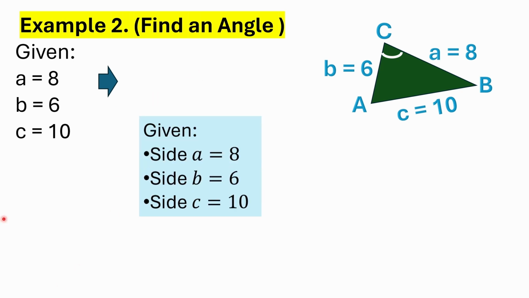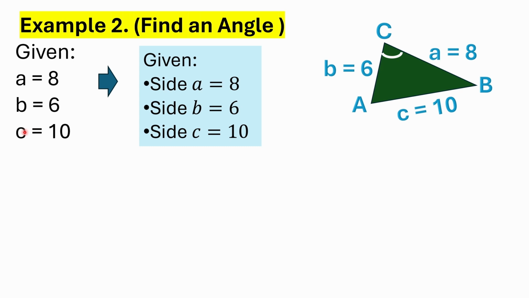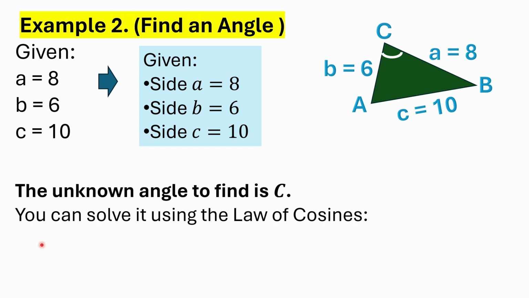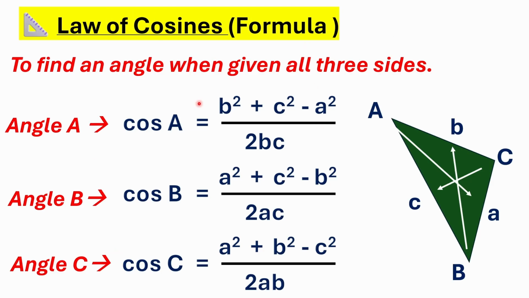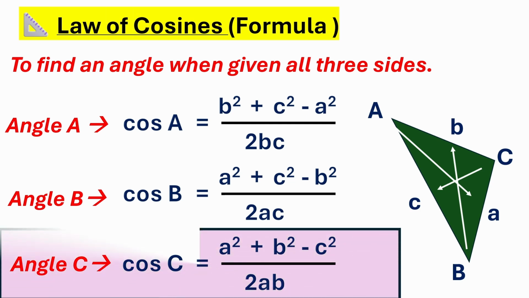Now we have another example, which is to find an angle. Our given: three sides are given, side a is 8, side b is 6, side c is 10. The unknown angle to find is angle C. So we are looking for angle C. You can solve it using the law of cosines. And we can choose from the following formulas. Since the unknown angle is angle C, we use this formula.